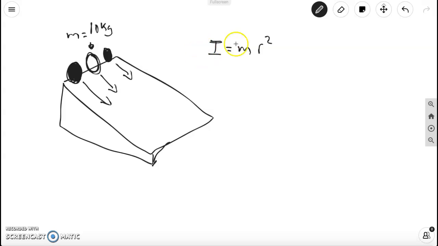Other shapes have different equations. So for example, the moment of inertia for the sphere here is actually 2/5 mr². So you see it still has the basic mr², but it's a fraction of that equation. And the equation for the cylinder here is 1/2 mr².